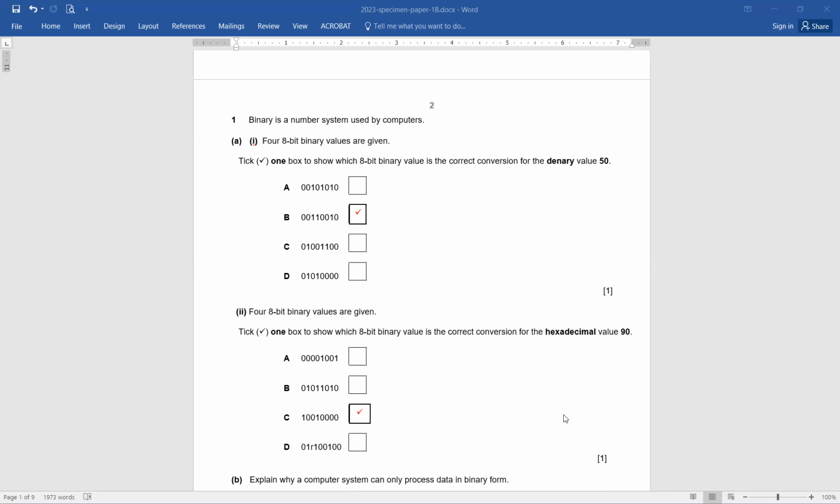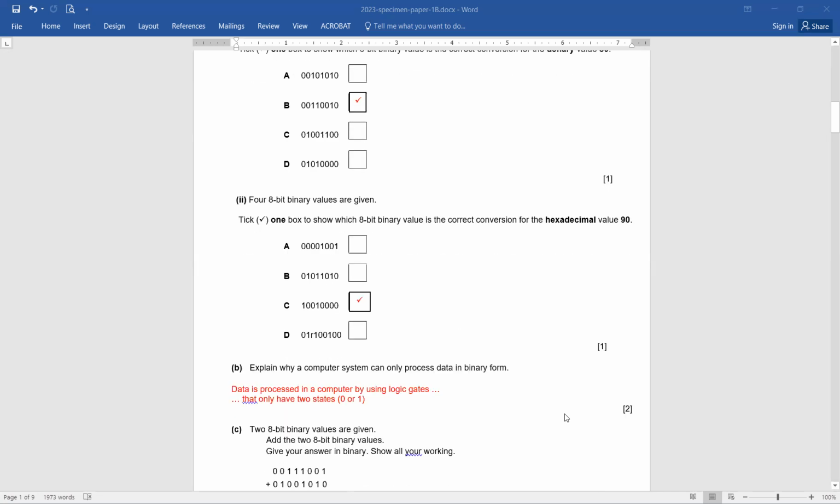Part B, explain why a computer system can only process data in binary form. I mean, this is very simple. I mean, that we all know. Data is processed in a computer by using logic gates like zeros or ones combination that have only 2 states, which are 0 or 1. So if you want to score 2 out of 2, then you have to mention the 2 points in this manner, and only then you will be able to score 2 out of 2.